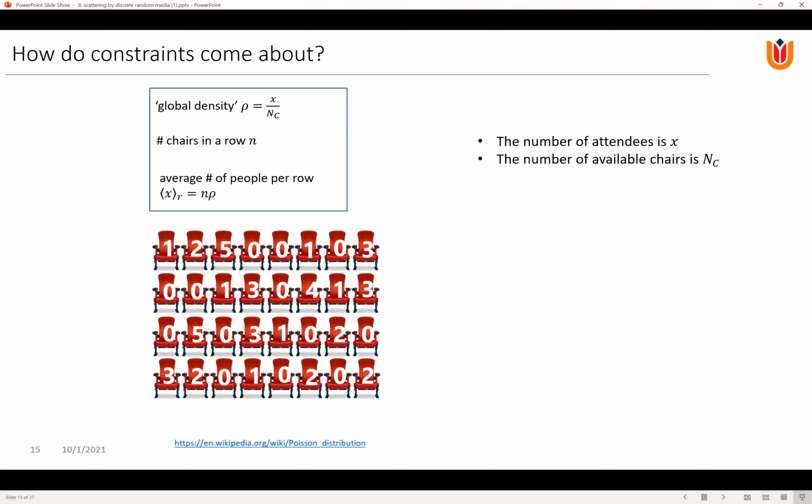So no strings attached yet. Now let's also say that there are n chairs in each row. So we can also estimate the average number of people that are going to be in a row. That is n times that density. Great.